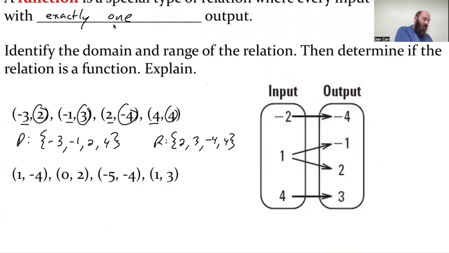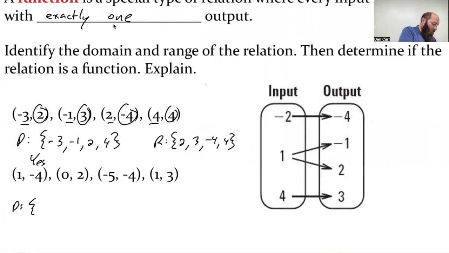If we look at this, every single input only goes to one output: -3, -1, 2, 4. There's no scenario where, let's say, 4 went to both 2 and 3. That would not be a function. So this one is a function. Yes, it's a function. Want to go to the next one?